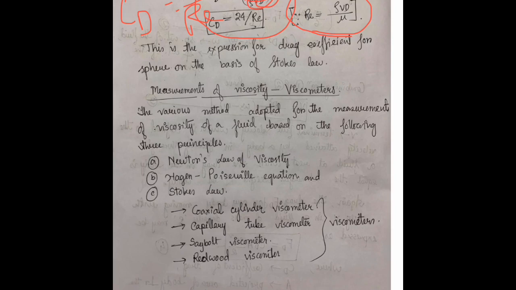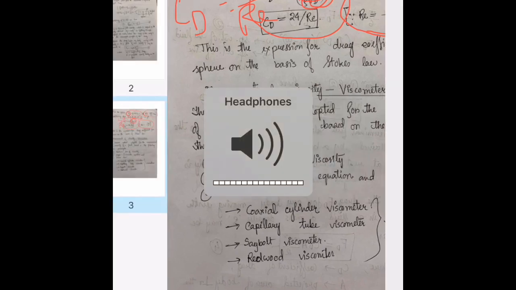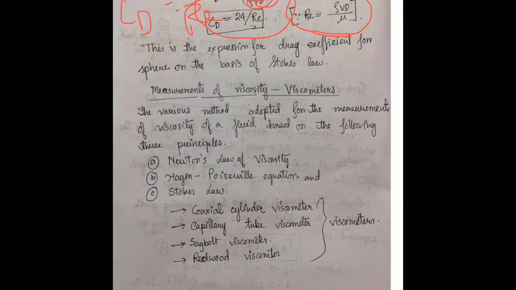The various methods adopted for measurement of viscosity of a fluid are based on the following three principles: Newton's law of viscosity, Poiseuille's equation, and Stokes law. Based on these three principles, there are various types of viscometers. These are the coaxial cylindrical viscometer, capillary tube viscometer, Saybolt viscometer, and Redwood viscometer.